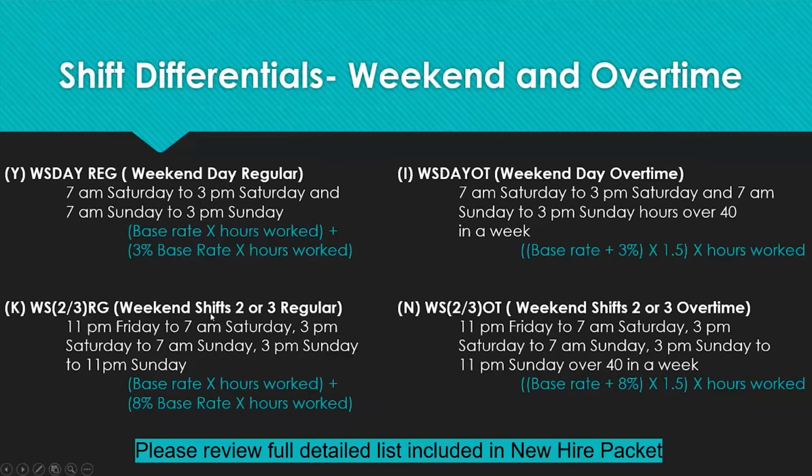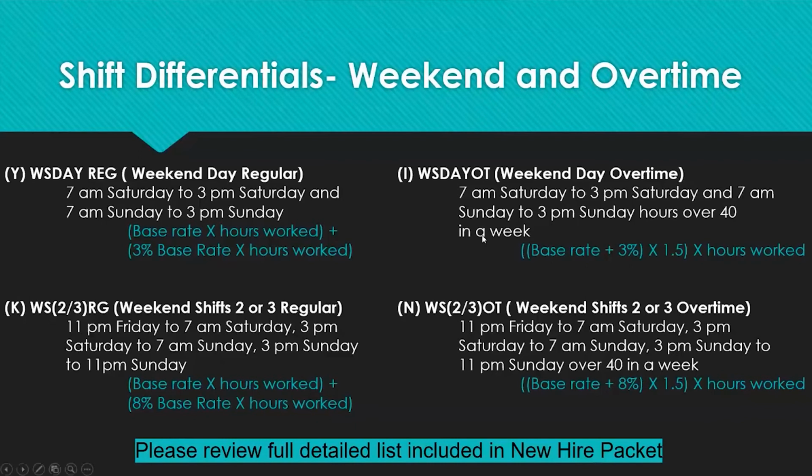For weekend shifts 2 and 3, or your afternoon or midnight shifts, those are going to give you your base rate and the additional 8%. So that's the 5% that you normally would be making plus the additional 3% for the weekends. And those time frames run from 11 p.m. on Friday to 7 a.m. on Saturday, and then 3 p.m. Saturday to 7 a.m. Sunday, and then 3 p.m. Sunday to 11 p.m. Sunday.